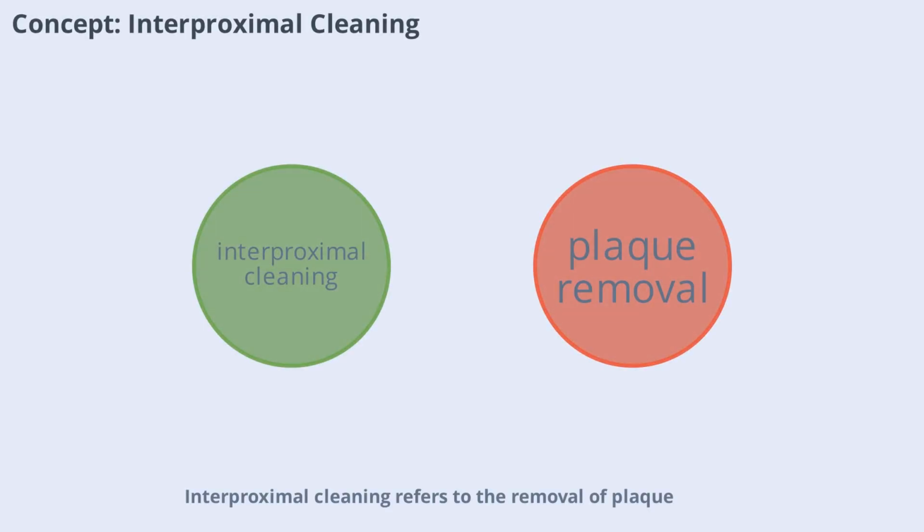Interproximal cleaning refers to the removal of plaque and debris from the spaces between teeth and implants. Tools like gauze, superfloss, and irrigators are used to maintain cleanliness in these hard-to-reach areas. Effective interproximal cleaning is vital for preventing peri-implantitis.